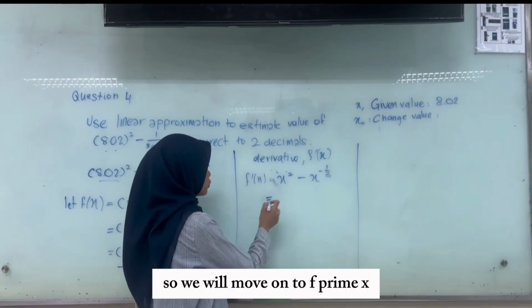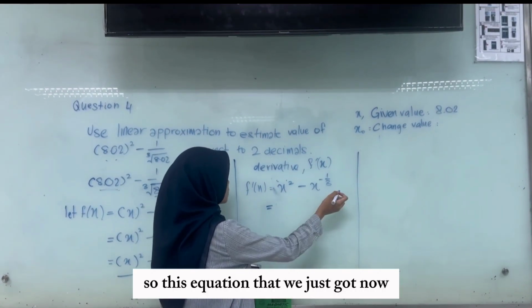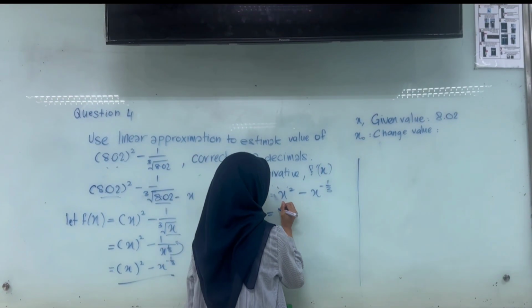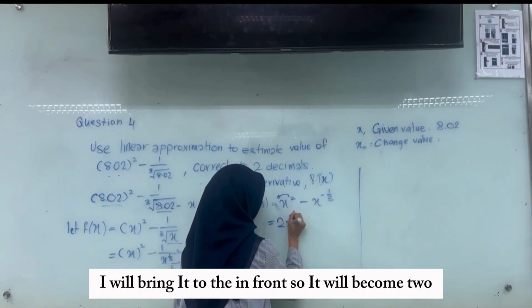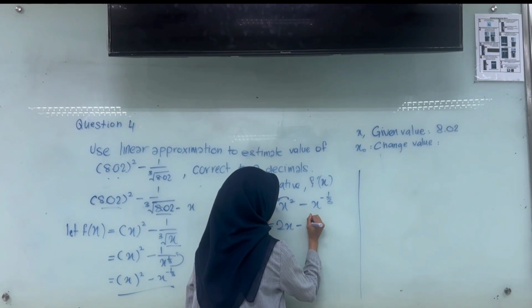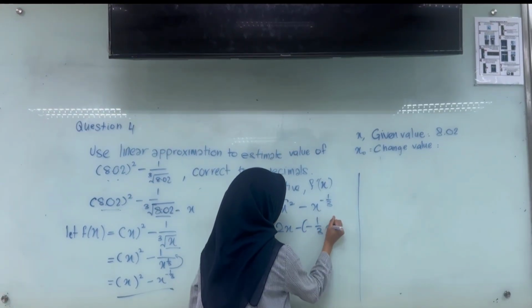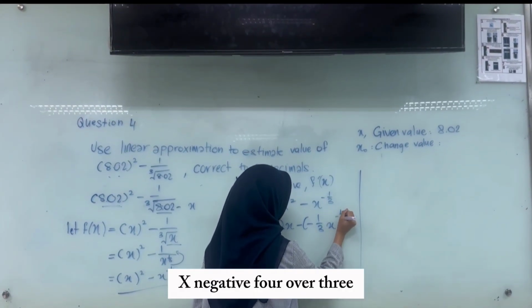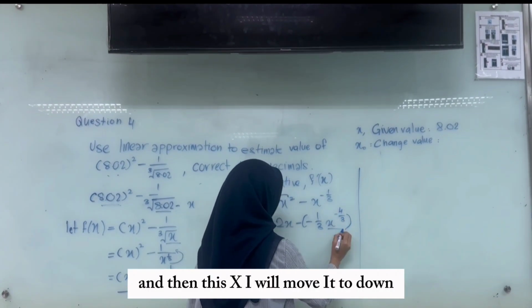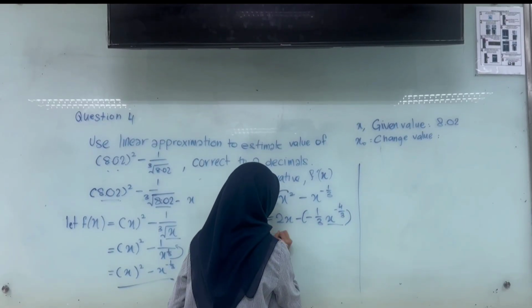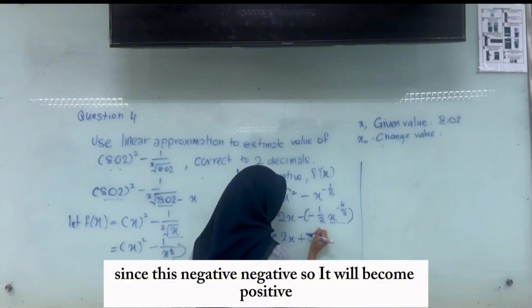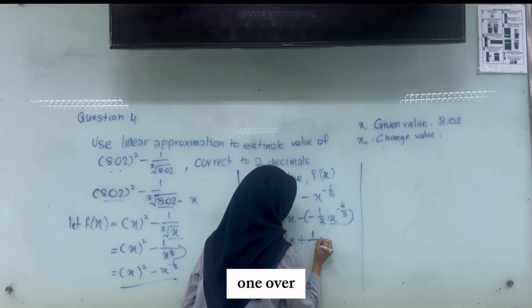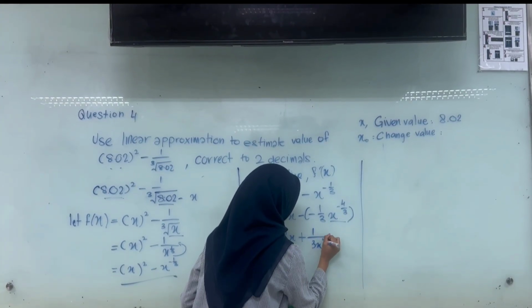So we will move on to f prime of x. So this equation that we just got now. And then these two, I will bring to the front, so it will become 2x minus negative 1 over 3 x to the power of negative 4 over 3. This x, I will move it down, so it will become like this. Since this is negative, it will become positive 1 over 3x to the power of 4 over 3.